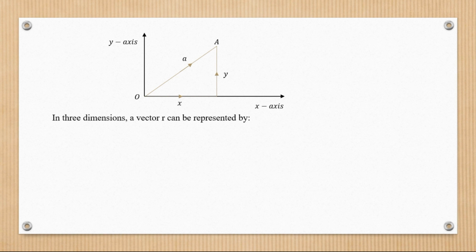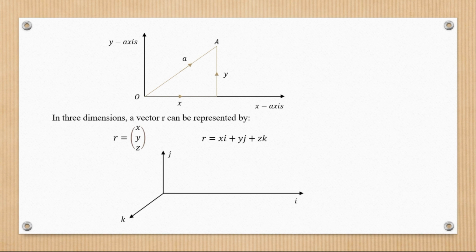Alright, so in 3 dimensions, a vector r can be represented by r is equal to (x, y, z). So that's how we represent it in column form. Or we can represent it as r being equal to xi plus yj plus zk. Okay, so we can use these two interchangeably. So this is how we can represent it. So this is it in 3 dimensions.